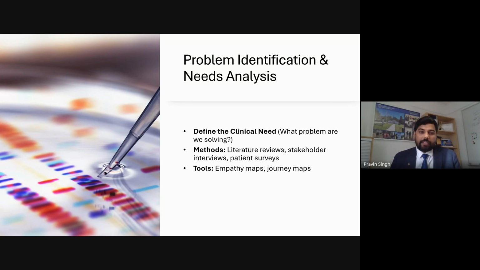So first we go for the literature review, and we understand the existing research gaps. And then we go for the stakeholder interviews, engaging doctors, nurses, and patients. Then we just go for the interviews. And after that, we go for the patient surveys, gathering insight on pain points and unmet needs. What are the needs required? So we just get the survey from the patient. And the last is empathy maps and journey maps, which visualize patient experience to uncover hidden problems.